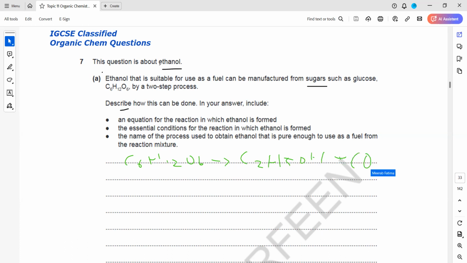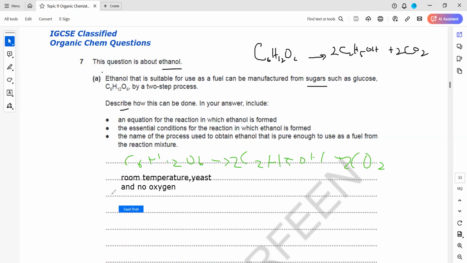So first the equation. This is actually a fermentation in which we have C6H12O6 in the presence of yeast, which has enzymes that act as a biological catalyst. The equation must be balanced. The conditions are room temperature, yeast and no oxygen. We can say anaerobic respiration as well, anaerobic conditions.